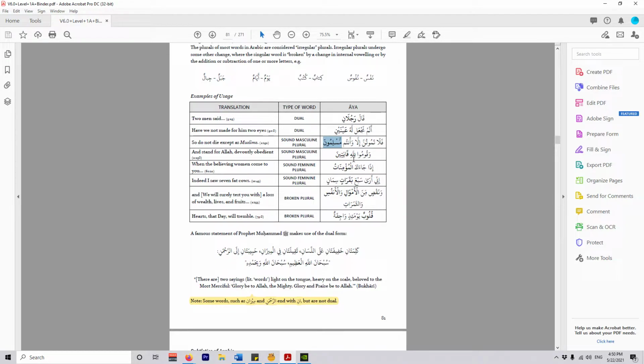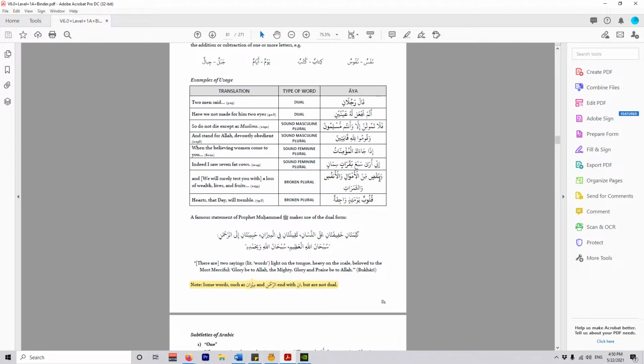وَقُومُوا لِلَّهِ قَانِتِينَ. And stand for Allah devoutly obedient. And so that's, again, here, sound masculine plural. Then we have إِذَا جَاءَكَ الْمُؤْمِنَاتُ. So when the believing women come to you.